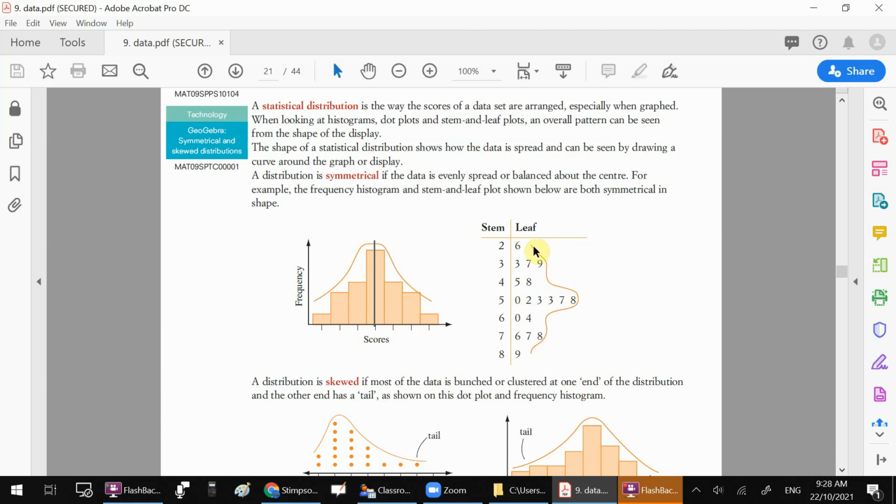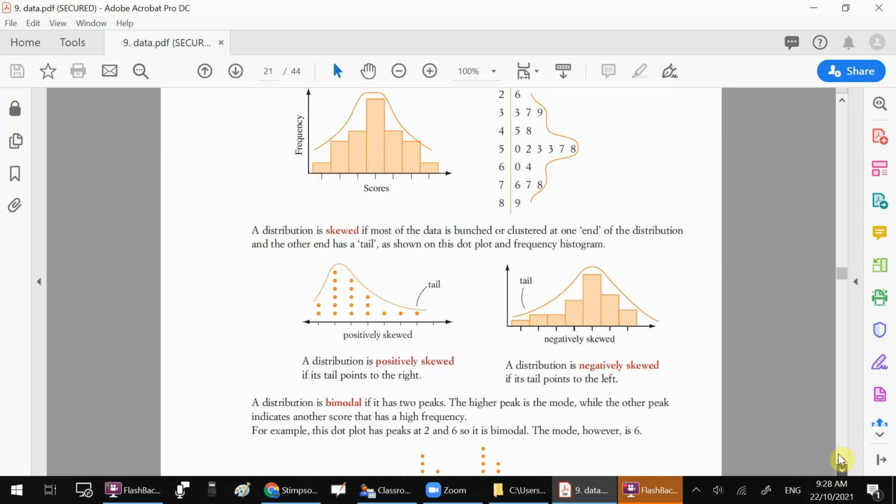We've got a low point, the curve gradually reaches up to the high point right in the middle and then fades away towards the top. So there's our symmetrical. What's to say? The data is evenly spread or balanced about the centre. Evenly spread is the key. Evenly spread about the centre.